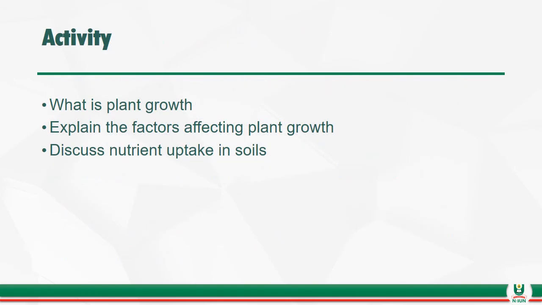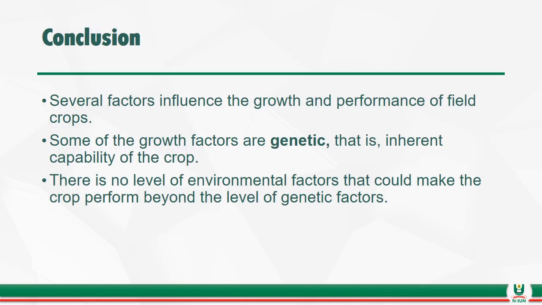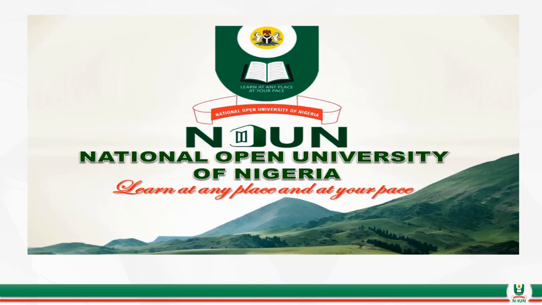Activity: what is plant growth, explain the factors affecting plant growth, and also discuss nutrient uptake in soil. Conclusion: several factors influence the growth and performance of field crops. Some of the growth factors are genetic, that is the inherent capability of the crops. There is no level of environmental factors that could make the crop perform beyond the level of genetic factors.